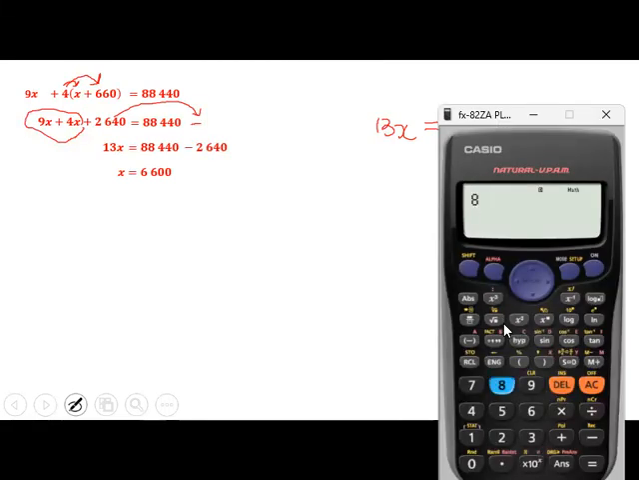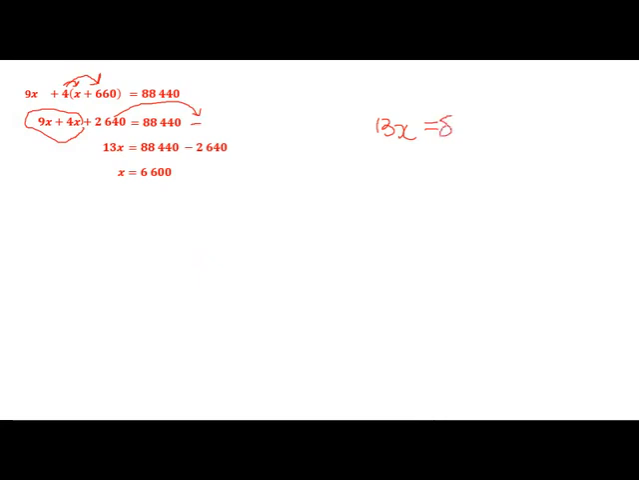I'll take 88,440 minus 2,640. It'll give me 85,800. Then you take 85,800 and divide it by 13. Then you will get 6,600.